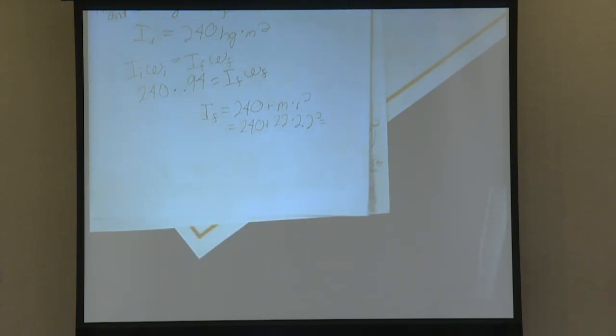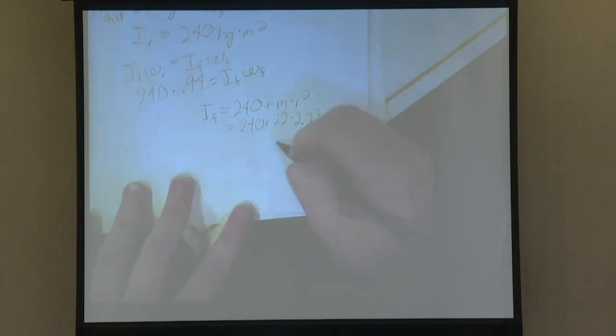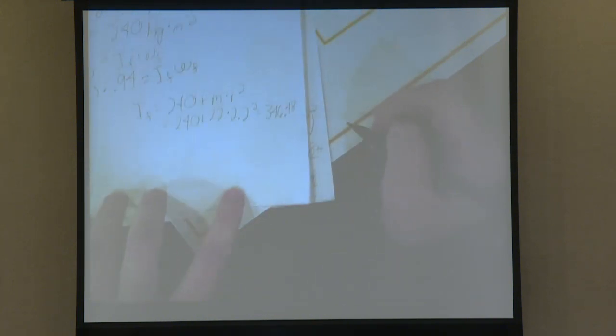I did something wrong. Did I? Why does my calculator? Oh, plus. Okay, 240 plus 22 times 2.2 squared equals 346.48. So that's going to be our final moment of inertia.